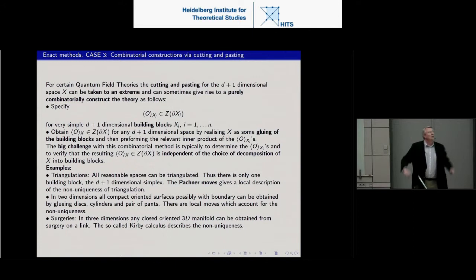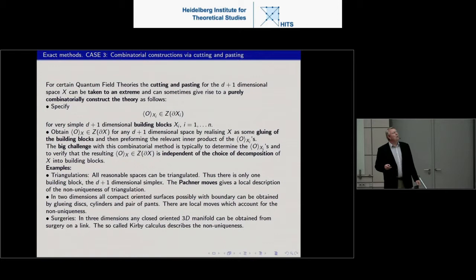In two dimensions, any compact oriented surface with boundary can be obtained by gluing discs, cylinders, and pairs of pants. So that's great, I just need to specify what the theory does for a disc, for a cylinder, and for a pair of pants. But then of course, I have to check it's again independent of decomposition, but there are also local moves which account for the non-uniqueness.